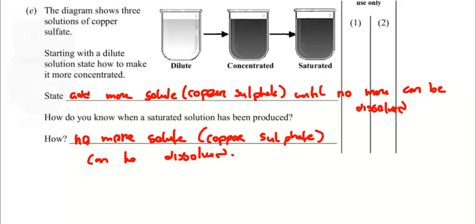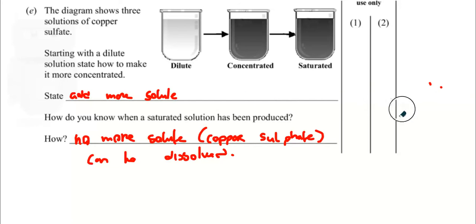Sorry guys, in the first one I actually didn't state the correct answer there. Add more solute to the mixture is just the answer. You're just looking to make it more concentrated. You're not looking to make it saturated. So that's my fault. So that's the answer: add more solute to the solution.